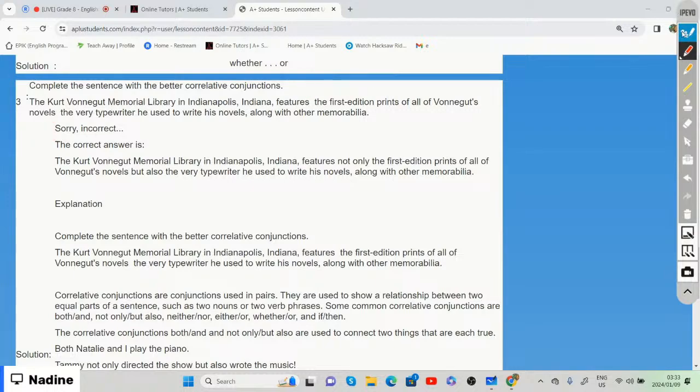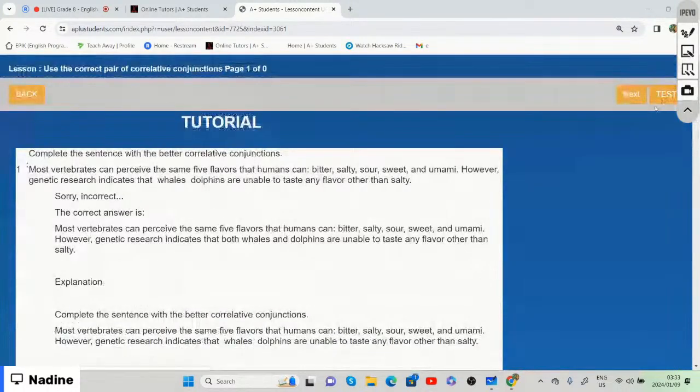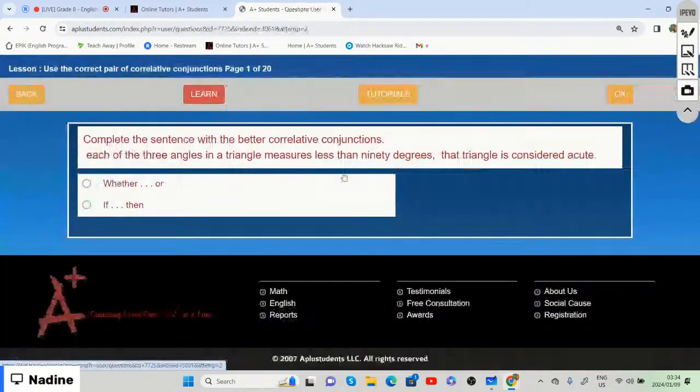All right, so now let's go to our test. And remember with the test, whatever we don't finish here together, you're going to complete on your own. So we're going to begin the test where we are using the correct pair of correlative conjunctions. And we're going to complete the sentence with the better correlative conjunction. Each of the three angles in a triangle measures less than 90 degrees. That triangle is considered acute.